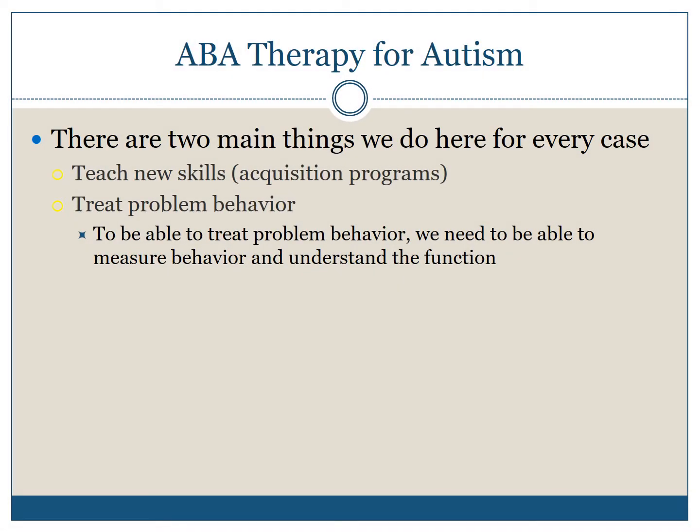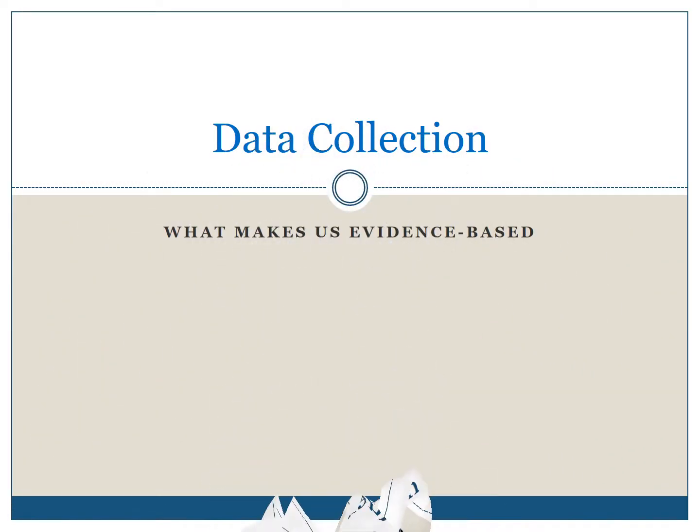So, in applied behavior analysis therapy, there are two main things that we do in a clinic for every case. We use acquisition programs to teach new skills, and we treat their problem behavior. To be able to treat problem behavior, we need to be able to measure the behavior and understand the function. This is done with data collection, which is what makes us an evidence-based therapy.